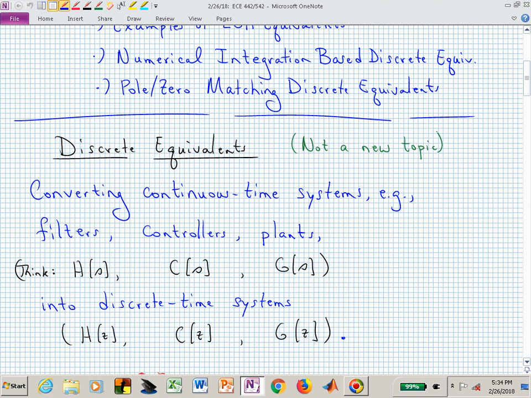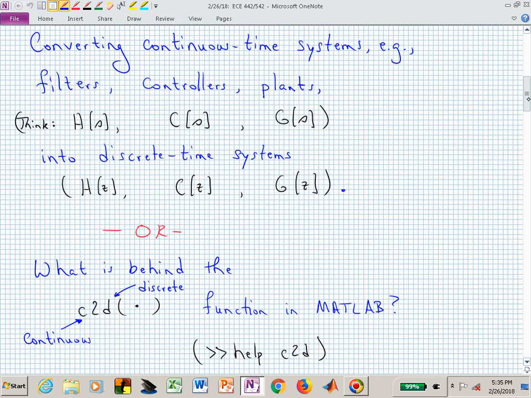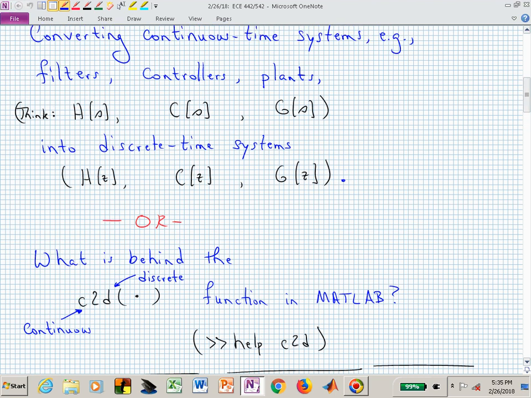We might have a controller that we now want to realize, implement in some computer hardware or some computing machinery, that we would then have as a capital C of Z, or for design purposes, we might want to now have a discrete time plant for this airplane or for this electromechanical system. We could have any of those scenarios, and what we want to do is get comfortable with that concept. Or another way of thinking of it would be, how do we understand what's going on behind this very simple function in MATLAB, where simple is the descriptor, C2D. But that's now capable of performing a lot of these discrete equivalents for us. And that's continuous to discrete.